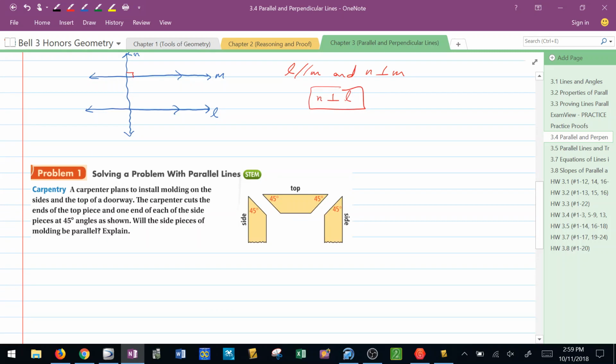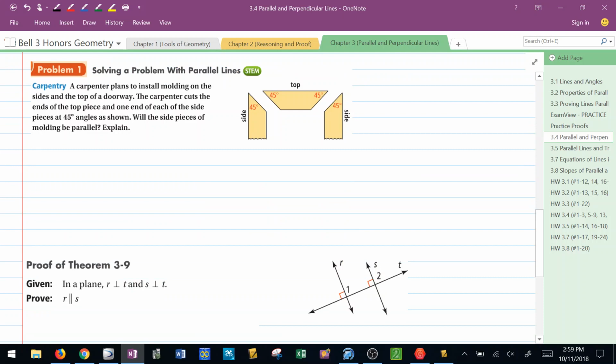All right, so let's look at a couple of problems here, or one problem and a couple of proofs, I should say. A carpenter plans to install molding on the sides and the top of a doorway. So molding is that stuff around the edge of the doorway. The carpenter cuts the ends of the top pieces at one end of each of the side pieces at a 45-degree angle as shown. Will the side pieces of the molding be parallel?